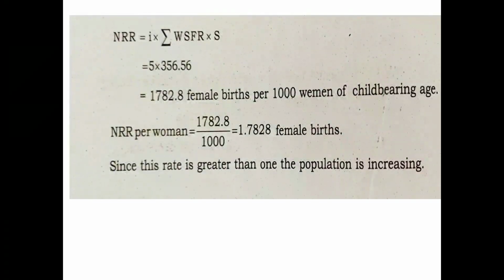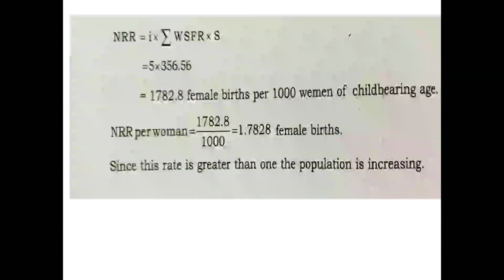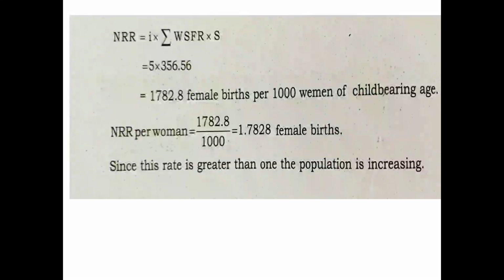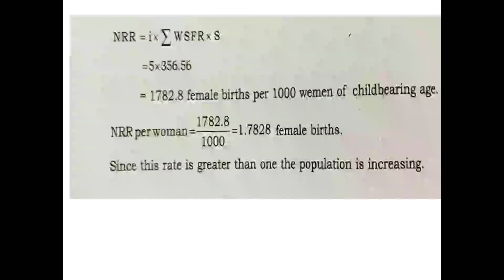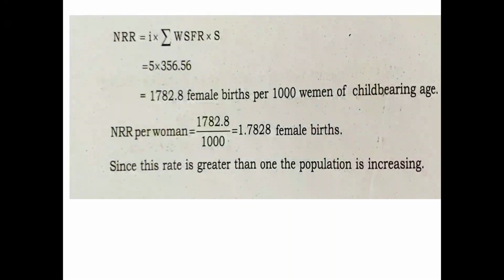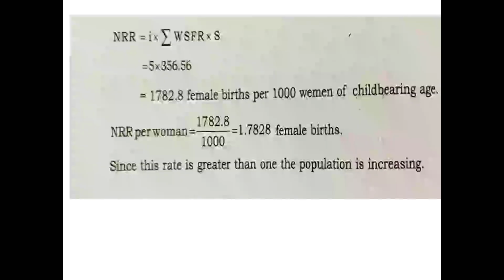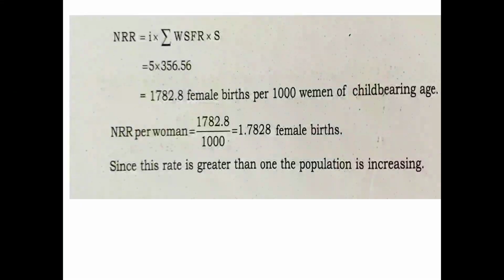Therefore NRR per woman is equal to 1782.8 divided by 1000, which is equal to 1.7828 female births. Since the rate is greater than 1, the population is increasing. You can see here, we can observe that the NRR is greater than 1, so we can say that the population is increasing.